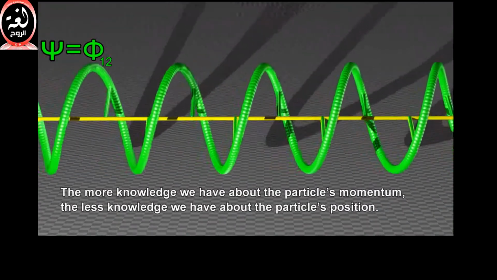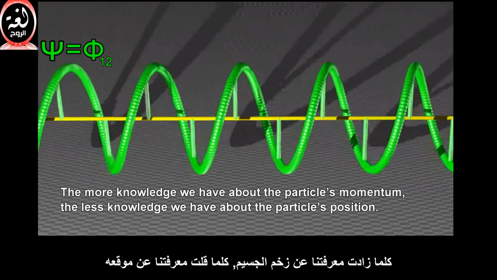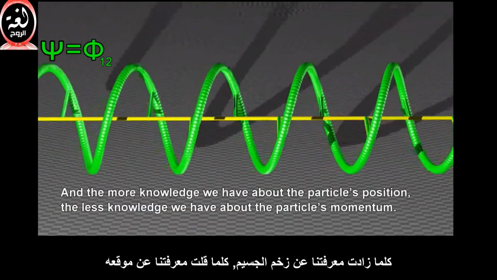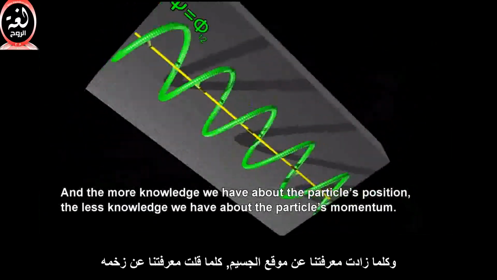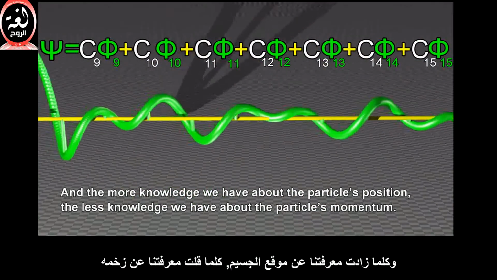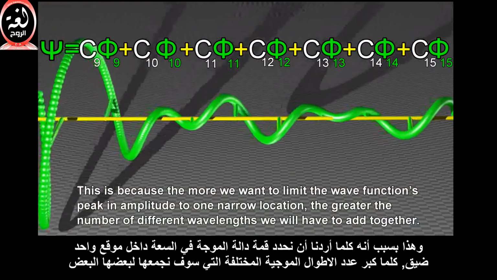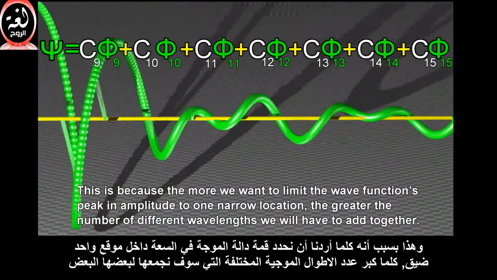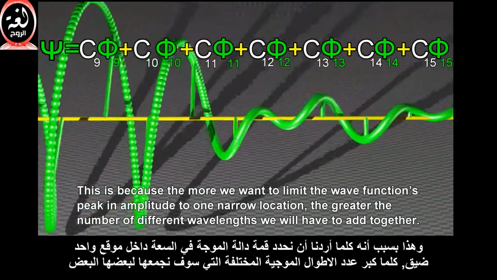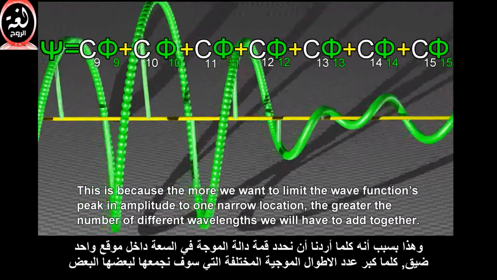The more knowledge we have about the particle's momentum, the less knowledge we have about the particle's position. And the more knowledge we have about the particle's position, the less knowledge we have about the particle's momentum. This is because the more we want to limit the wave function's peak in amplitude to one narrow location, the greater the number of different wavelengths we'll have to add together.